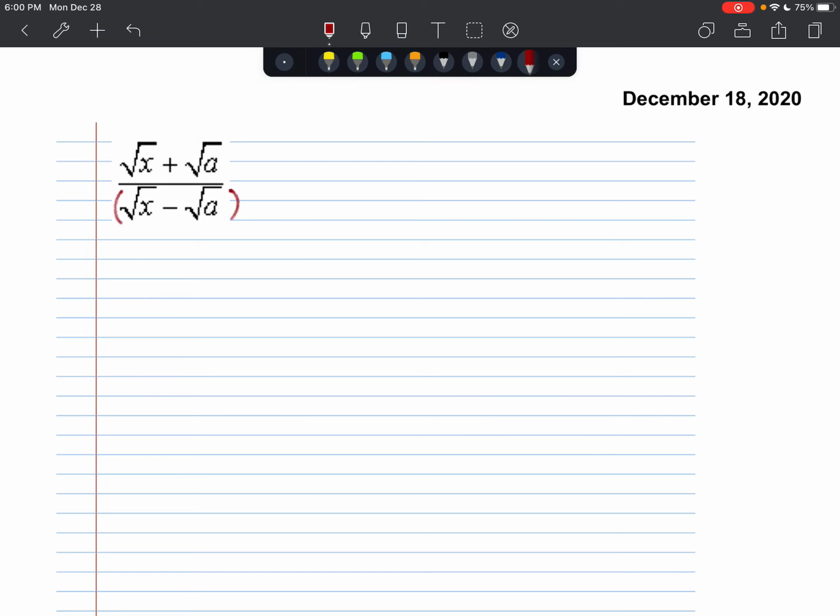Okay, in the numerator and the denominator, I'm going to multiply by the conjugate of the denominator to rationalize that denominator.